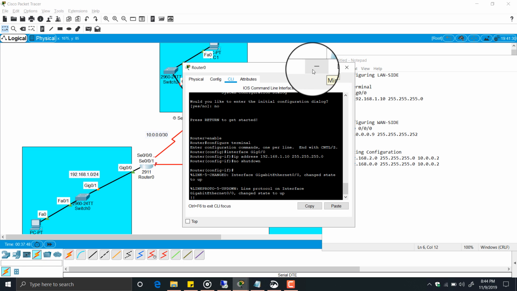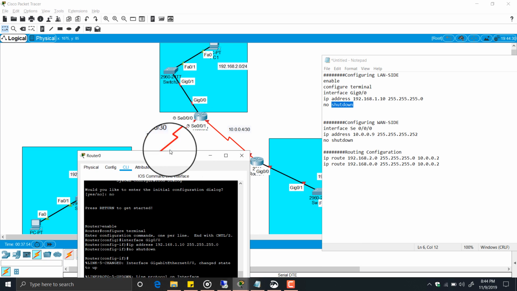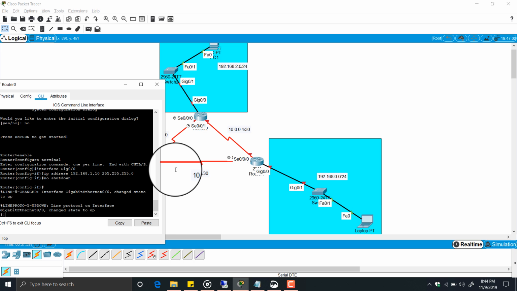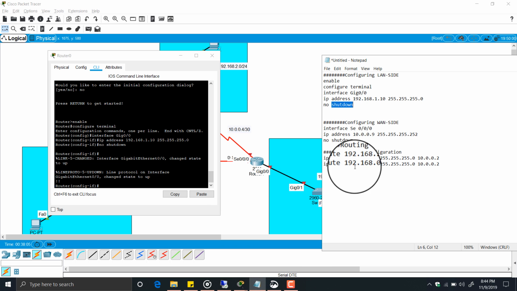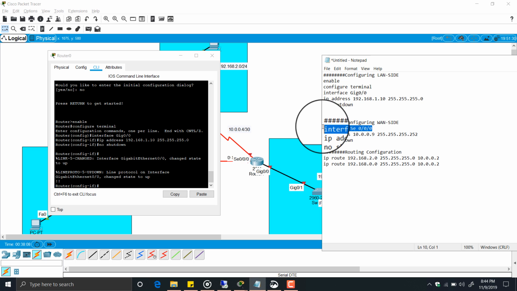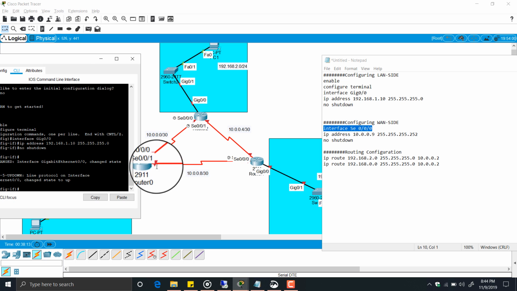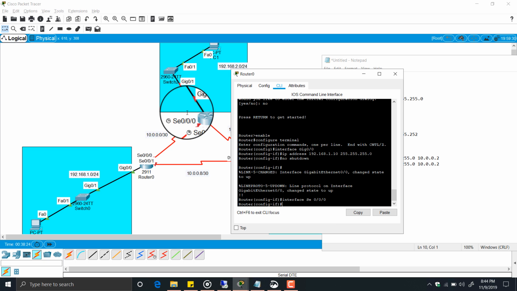Okay, now we're going to configure the WAN side of the router, which is this red cable. So for the WAN side, we're going to enter the interface which is connected to it. We can see here in the topology that it is a serial cable, a serial interface. So I'm going to enter serial 0/0/0, which is the serial that goes up to this router.